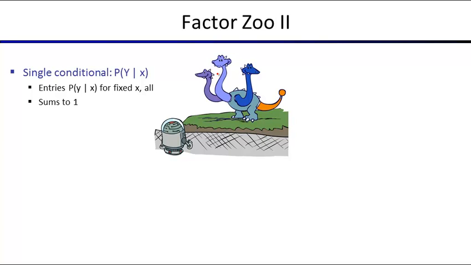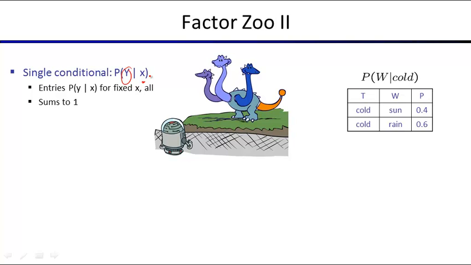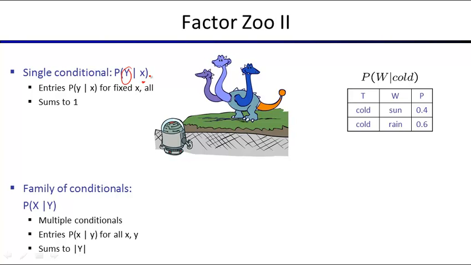Okay, how about this one, a conditional? A single conditional, y is the variable, capitalized, x is not a variable, it's held fixed. What will this sum to? It will happen to sum to 1 because it's a distribution for y given a fixed value of x. Here's an example. Temperature is fixed to be cold, weather can vary. Here's another one. You can have a family of conditionals. What that means is that you have something of this type over here. Now it's x given y. You have x given small y for all values of y.